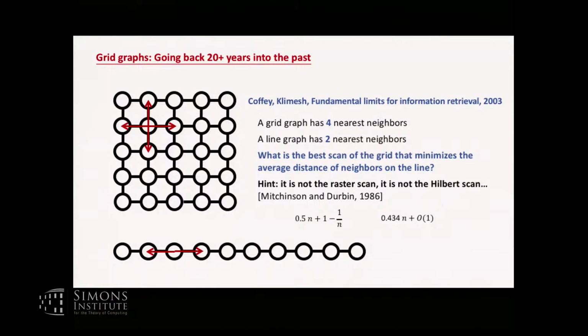Why? Because if I have these 4 neighbors here, each one of them is a distance 1. But if I put them in a raster scan on a line, then these 2 will be at distance n, and these 2 will be at the distance n. And I'm dividing by 4. I don't count the +1. So I'll get roughly half an n of an average distance between the neighbors in the 2D grid when projected on a one-dimensional grid. But Mitchinson and Darbin managed to go down to 0.434.